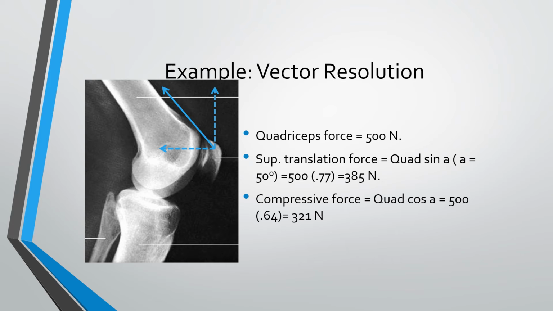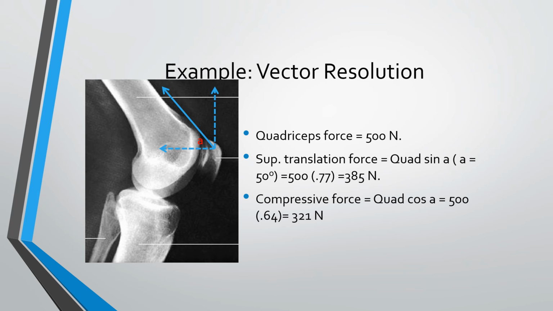Now these are facing different directions, but don't worry about the sign in this case, because if we wanted it to all be positive, we could just turn the diagram around and it would be the same either way. Anyway, the vertical force, or superior translatory force, is the quadriceps force times sine A, and there we see the angle A between the vector and the horizontal axis.